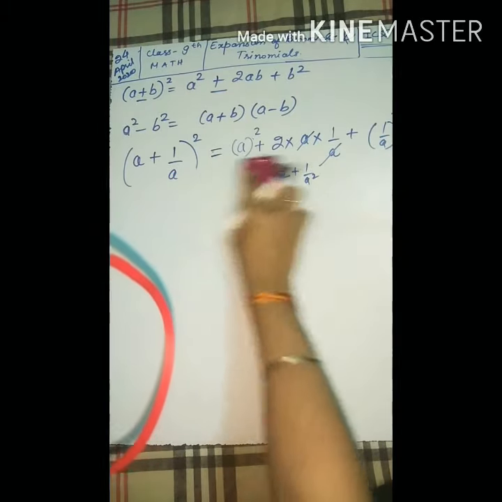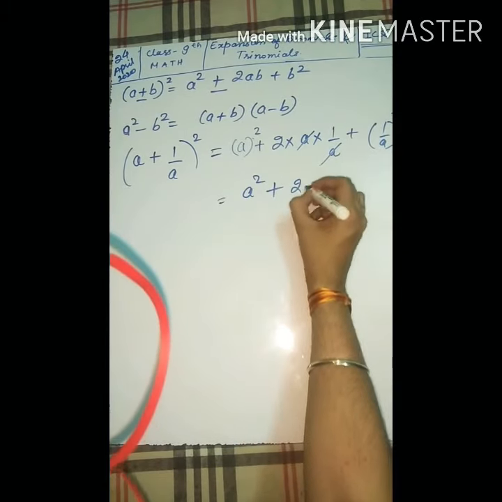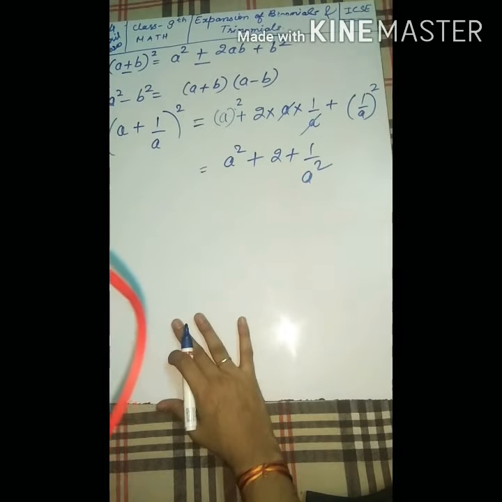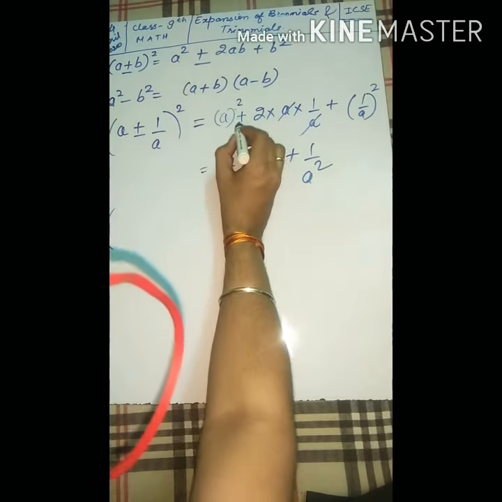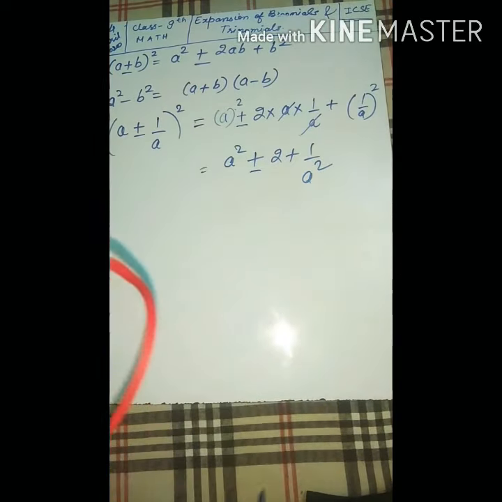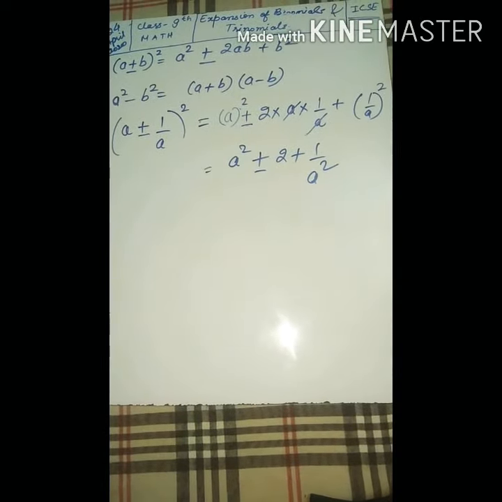What does the identity say? The answer is a square plus 2 plus (1 upon a) square. Then if we go for the minus 1, the only difference is you have to put minus here, so here it will be negative. All right, now let us come to the next identity.